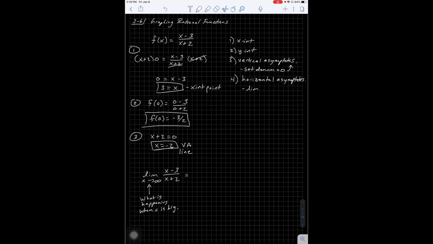We take the limit as x goes to infinity. That's the first thing that we do of the function. And then we are going to divide every term by the highest power of x.